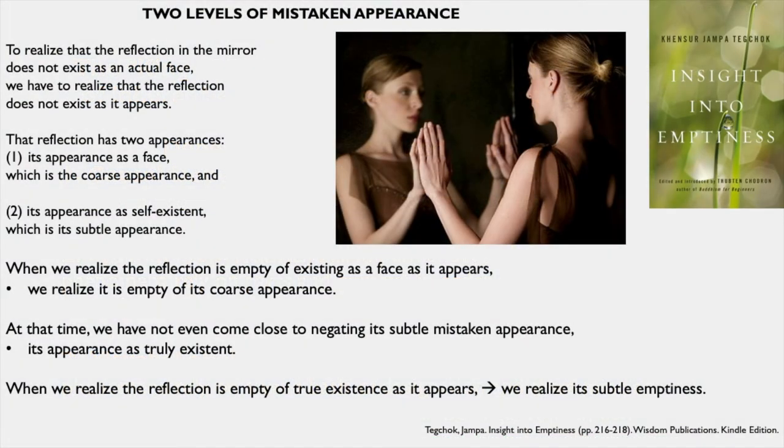So then there are two levels of mistaken appearance. To realize that the reflection in the mirror does not exist as an actual face, we have to realize that the reflection does not exist as it appears. So that reflection has two appearances. One, its appearance as a face, which is incorrect, which is a coarse appearance. We see a face, but there's not actually another face there. And two, its appearance as self-existence, which is its subtle appearance, which is a much deeper mistake than just believing a reflection to be another face.